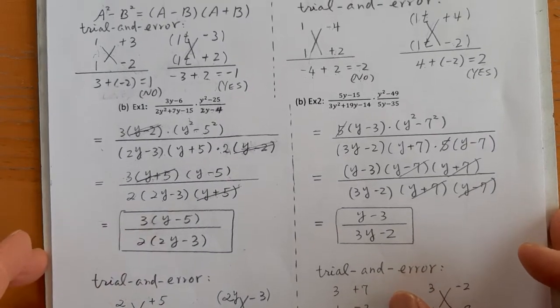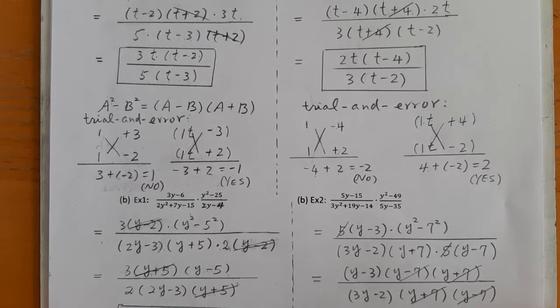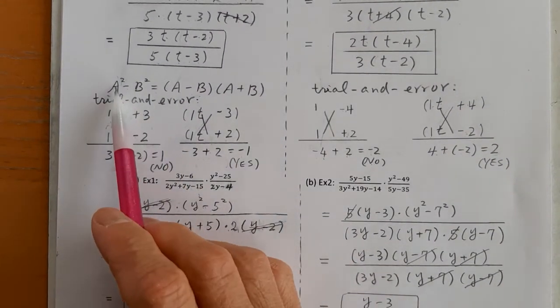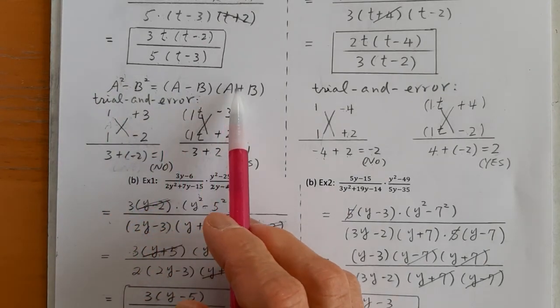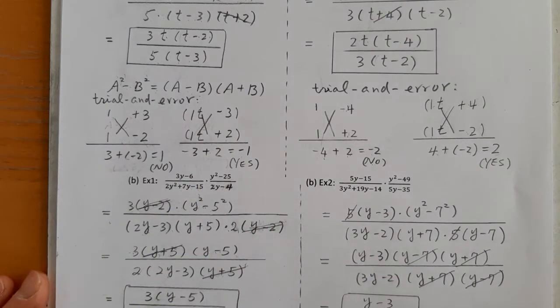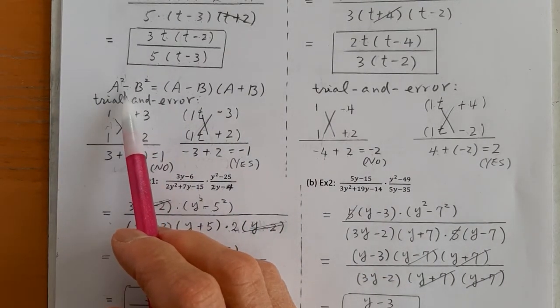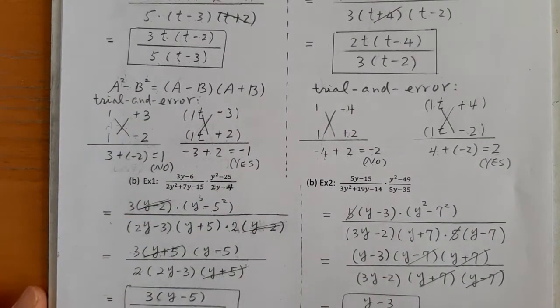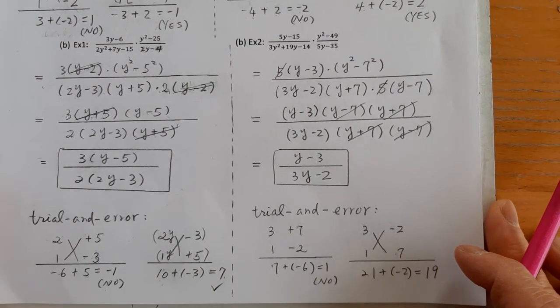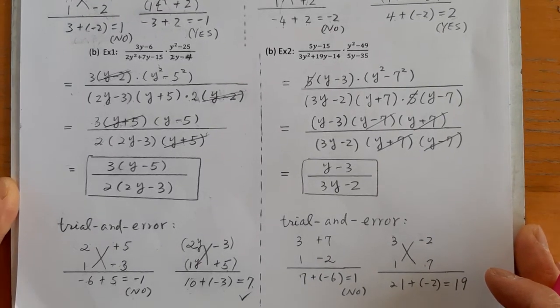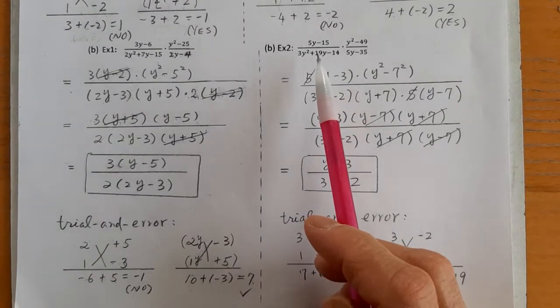So in this question, you use the same formula as the previous one. This formula, a squared minus b squared equals a minus b quantity times a plus b quantity. We call this the difference of squares formula. And the second example for question 1b is this one.